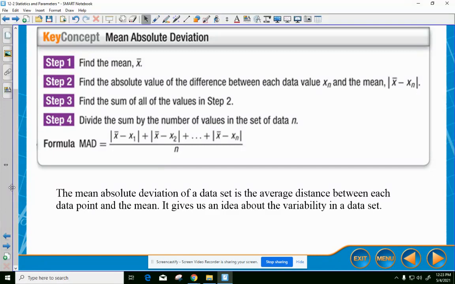And so this number that we're going to talk about finding, this mean absolute deviation, is going to tell us how close you actually are to that number. So a smaller mean absolute deviation implies that you're very consistent in what you do. Those numbers are all closely related.